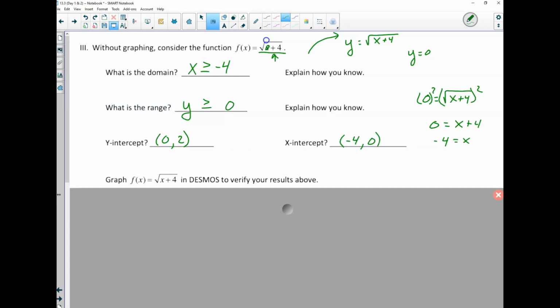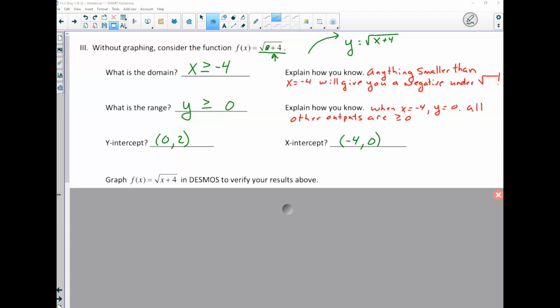And explain how I know the domain. Well, like I said, I know the domain because you cannot, actually I'm going to hit pause, and I'm going to write it in there for you, and I'll be right back. Okay, so, explain how I know that. Well, anything smaller than x equals negative 4 is going to give us a negative number underneath that square root, which would mean it would be an imaginary number. We don't want imaginary numbers, we want real ones.